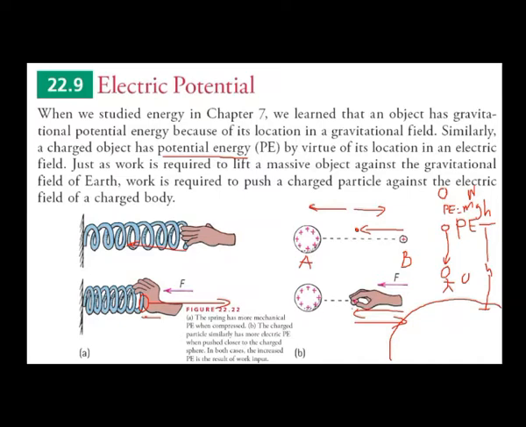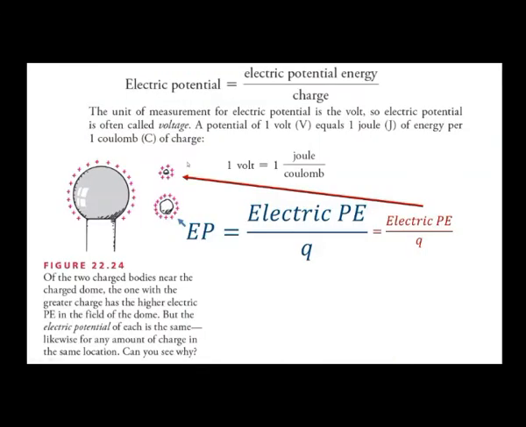So this one now has gained, just like this rock right here, as you move it away from Earth, it gains potential energy. This one also gains electric potential energy. So that is what we mean by electric potential energy. In terms of equations, electric potential is different from electric potential energy. Simply, electric potential is just potential energy per amount of charged particle.